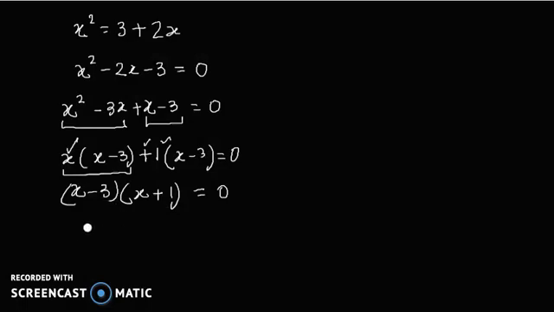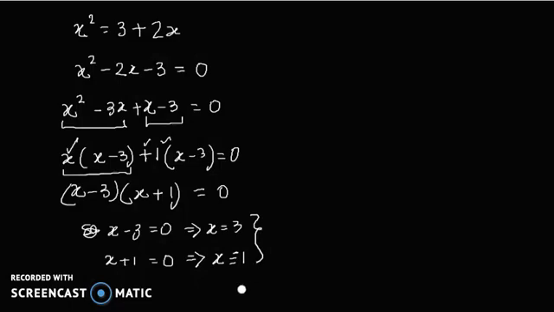On solving these, we get x minus 3 equals to 0, which implies x equal to 3, and if x plus 1 is equal to 0, that implies x equals to minus 1. So these are the two solutions we have got. Now we can check our answers whether it is correct. So let me just check it.